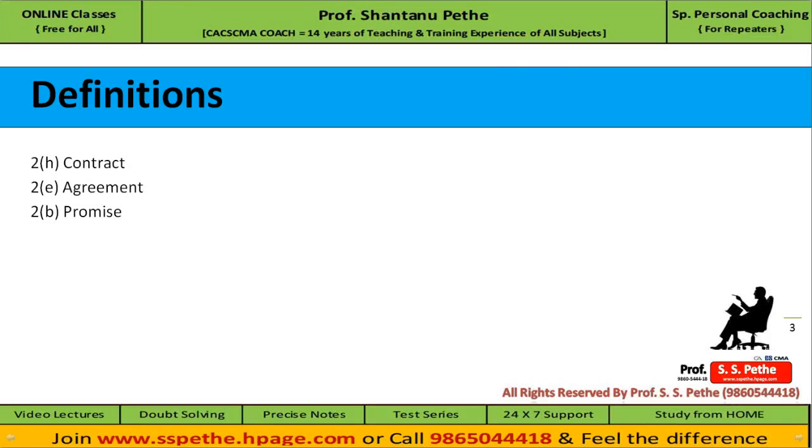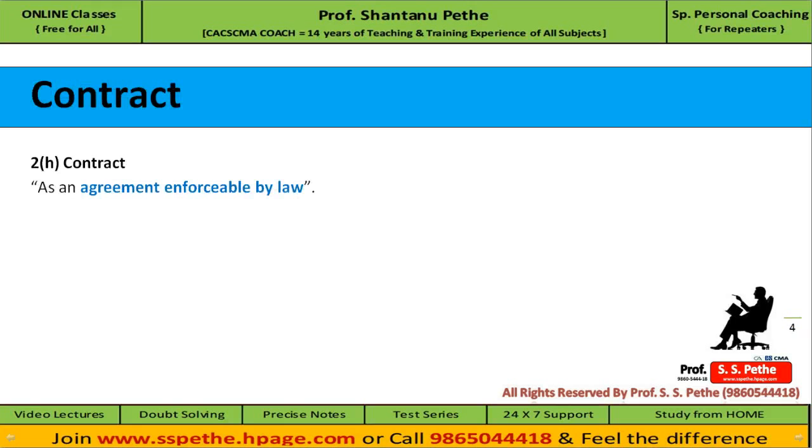Now let's see the very important part of this act, that is the definitions. Lot of time definitions are asked in the exams. So first we are going to see three definitions. First definition is contract under section 2H, agreement under section 2E, and promise under section 2B. First see the definition of contract. Section 2H says that an agreement enforceable by law is a contract.